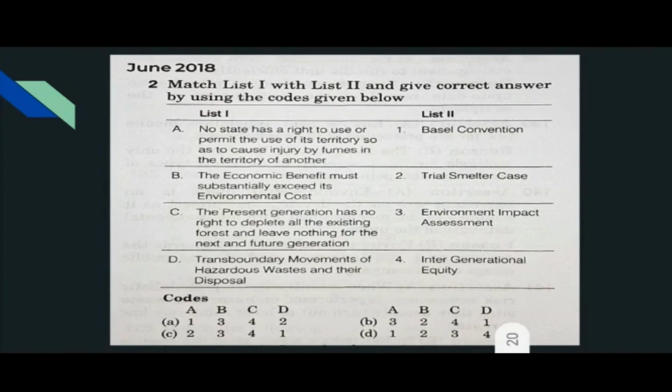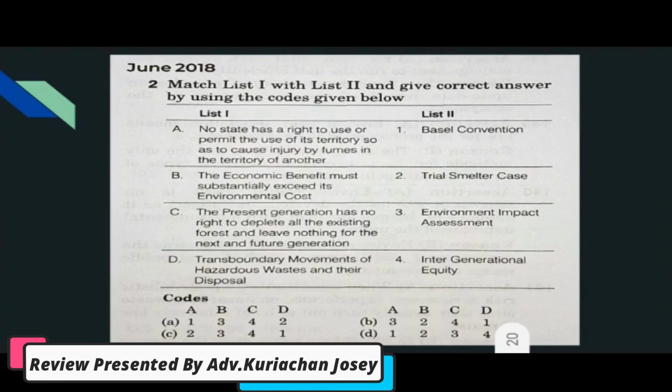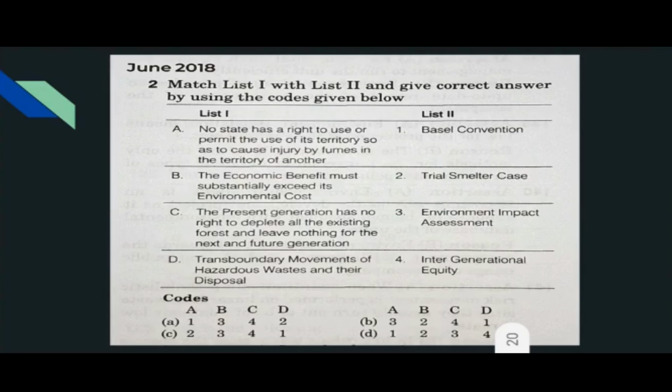Now moving on to another previous question, that is the question which came in June 2018 NET examination. This is also not an exhaustive question. It contains topics from other topics also, but it deals with hazardous waste management also. In this, we can see in list 1, option D, transboundary movement of hazardous waste and their disposal. And in list 2, we can see that as option 1, there is Basel Convention.